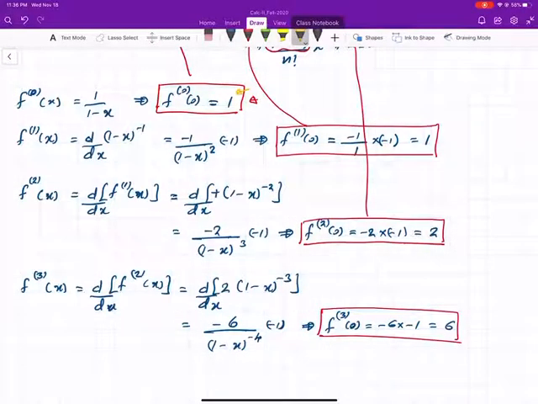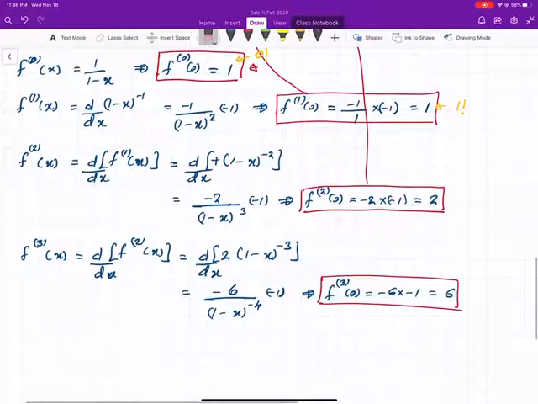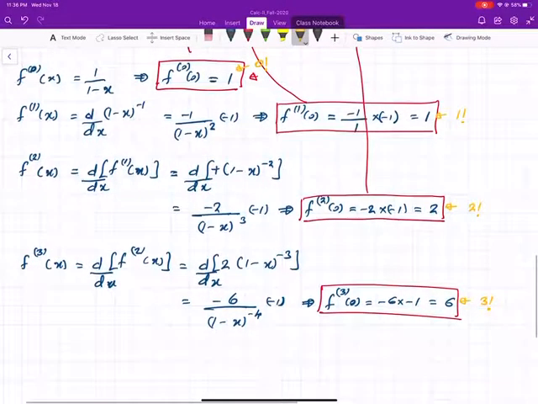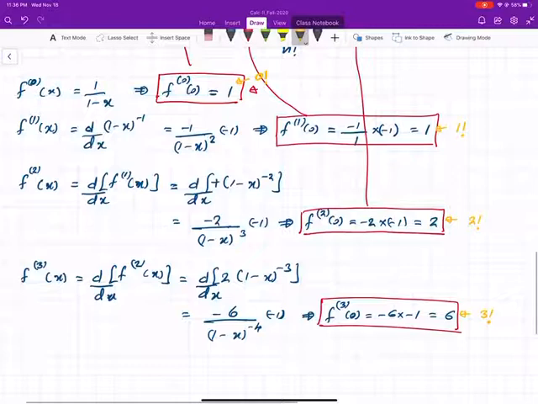So now I'm going to write down the pattern. 1 can be written as factorial 0. You have learned this in Calc 1. 1 is factorial 0, and again, 1 is also factorial 1. Factorial 0 is 1. Factorial 1 is 1. And 2 is factorial 2. 6 is factorial 3. Now, do you see a pattern? This is factorial 0, this is factorial 1, this is factorial 2, this is factorial 3.